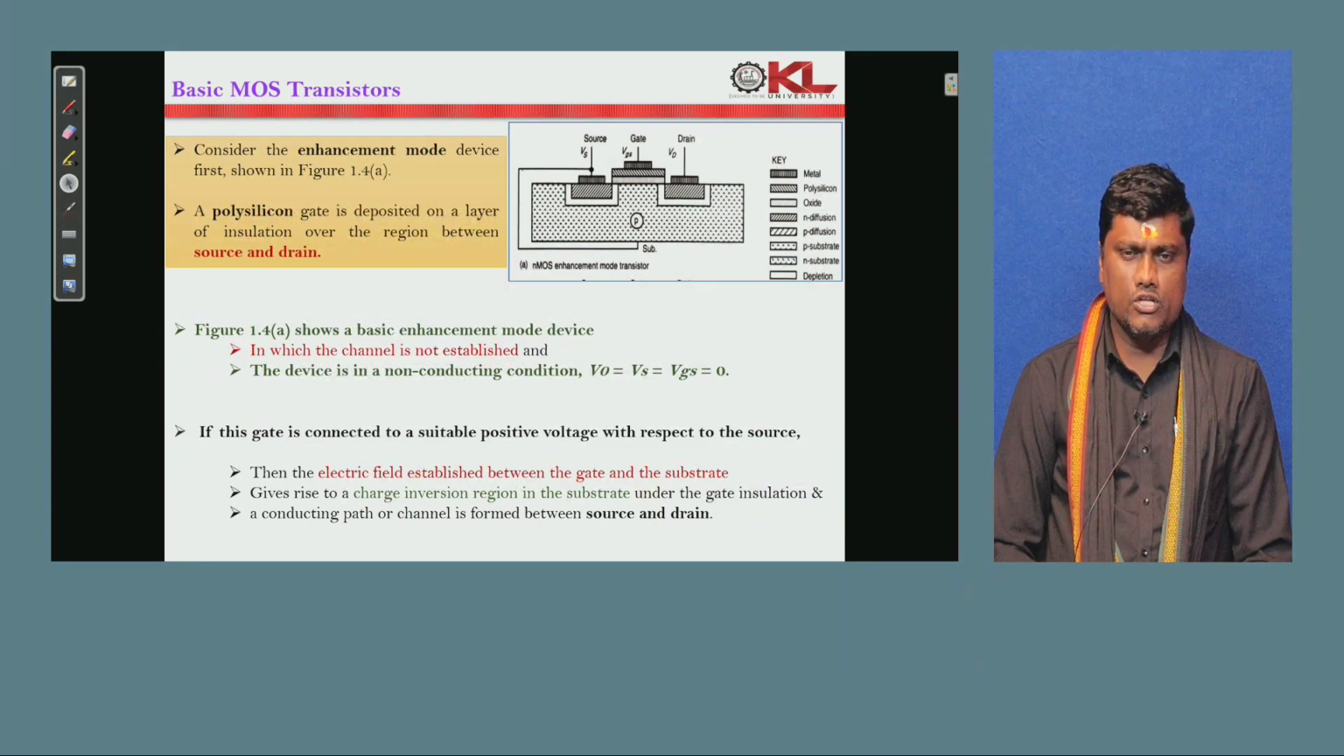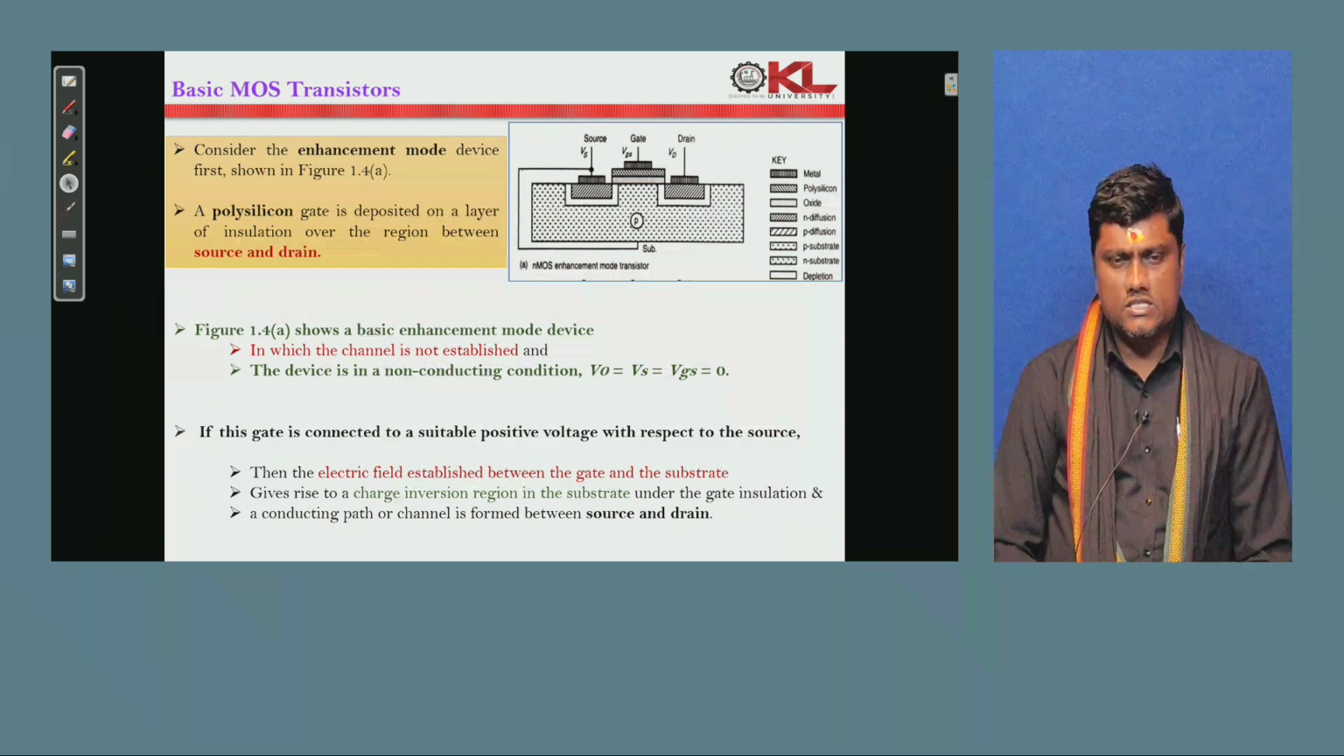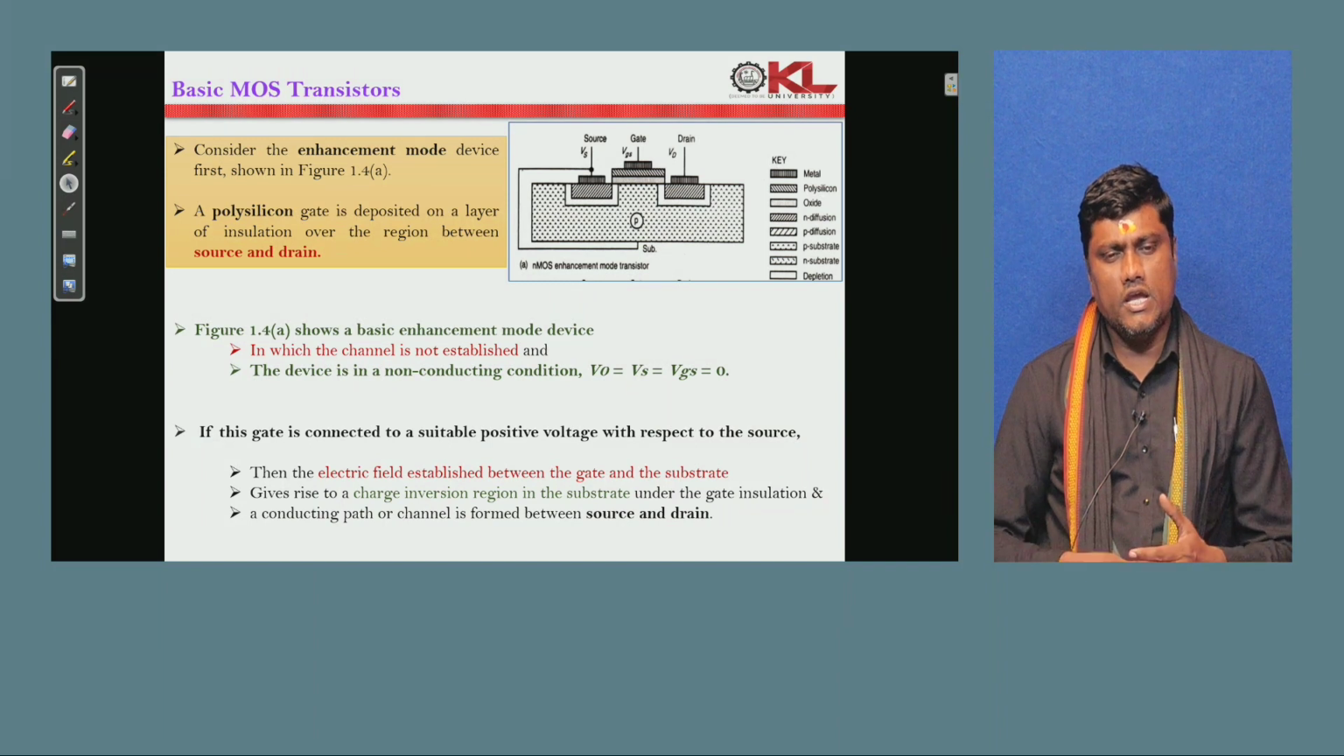In that case, the output potential of the device is almost 0, because Vs is 0, Vd is 0, and Vgs is also 0. So completely this is a non-conducting condition of the device. But if the gate is connected to a suitable positive voltage with respect to the source, what we call VGS, then an electric field will be established between the gate and substrate.